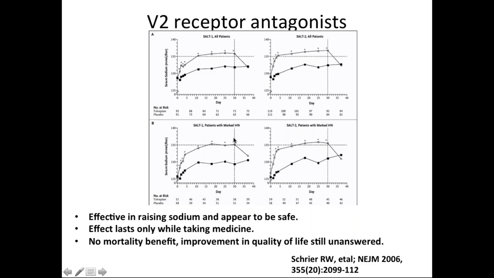And the bottom panel is those patients who had marked hyponatremia. If you're on placebo, they also went up to about the 130s. But if they were on tolvaptan, they went up to 135. And they stayed at 135 on average and came down as soon as you stopped the tolvaptan.